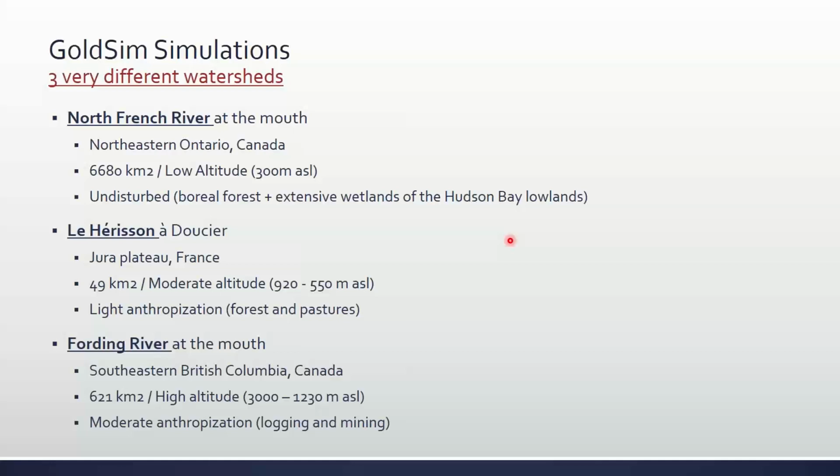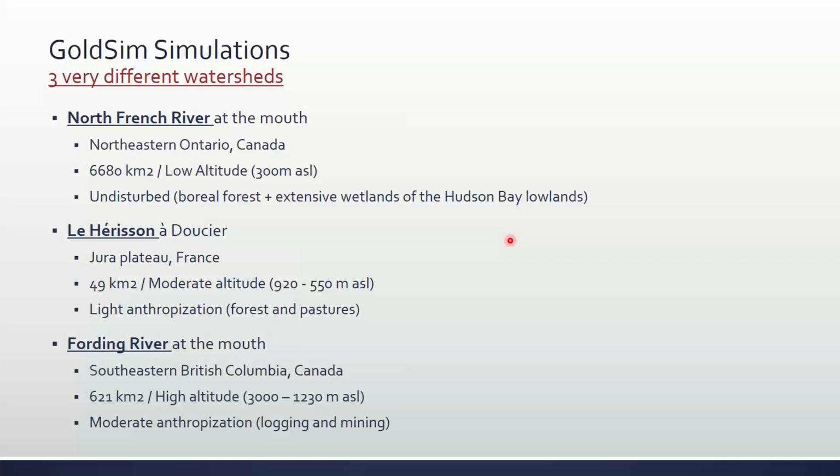6,680 square kilometers, low altitude, and really characterized by pristine, undisturbed boreal forests and extensive wetlands, typical of the Hudson Bay lowlands. The second catchment is a really small one, 49 square kilometers, located in the Jura Plateau in France, which is really a limestone plateau. Moderate altitude, but very rough winters over there. And light anthropization, forest and pastures.